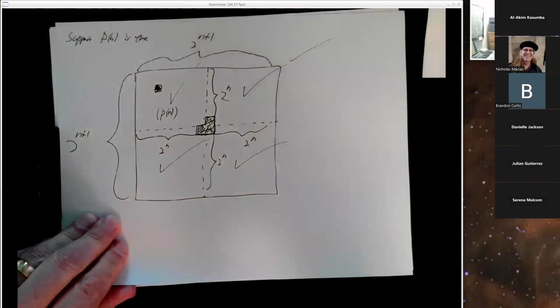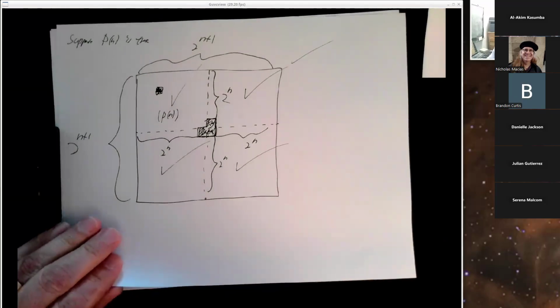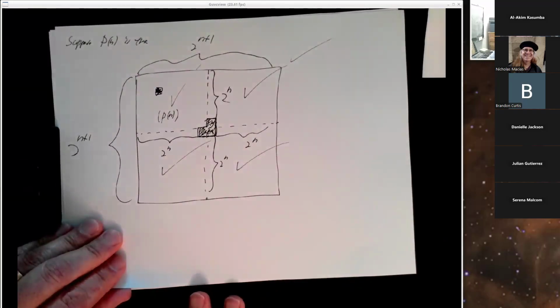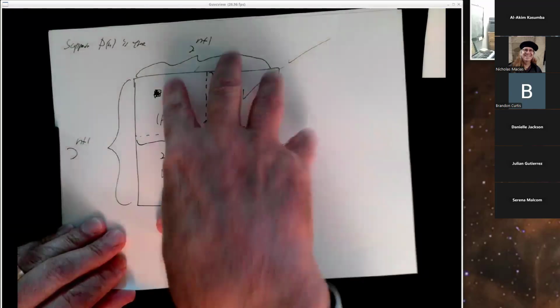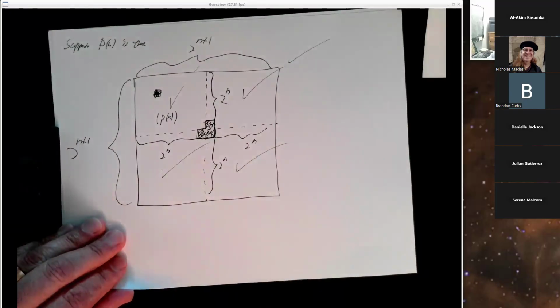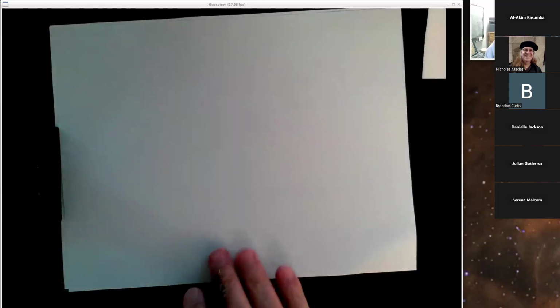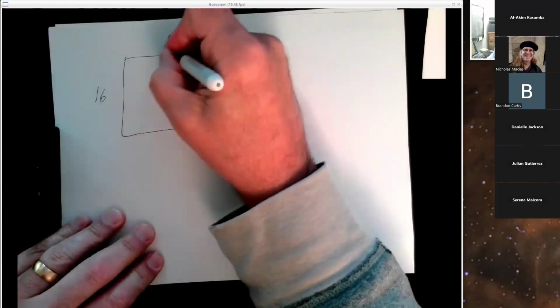So this proof tells us that, yeah, nice observation, this proof tells us that we can do a 2 to the n by 2 to the n for any value of n bigger than or equal to 1, but it doesn't tell us how to do that. It just guarantees that if we can do a 2 to the n by 2 to the n, we can also do a 2 to the n plus 1 by 2 to the n plus 1. But let's see how we would actually do this. So suppose I have a room that's 16 by 16.